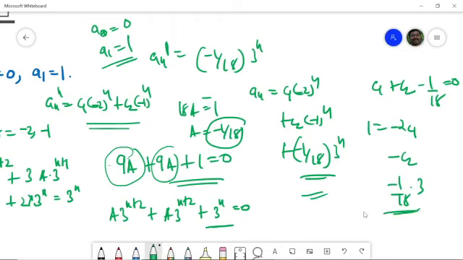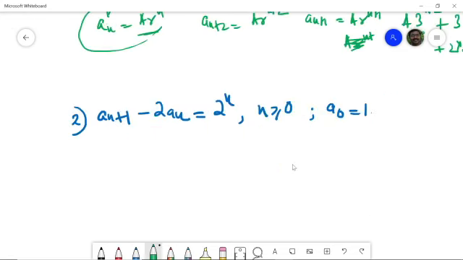Okay, we will do one more problem now. In some cases there will be slight complication here. So suppose you are considering this problem here. This is also a homogeneous equation with constant coefficients.